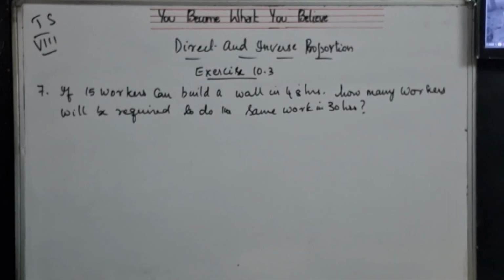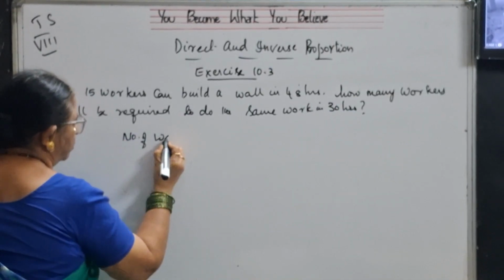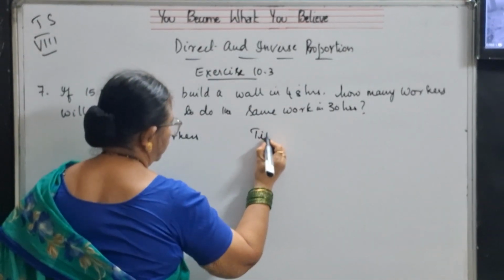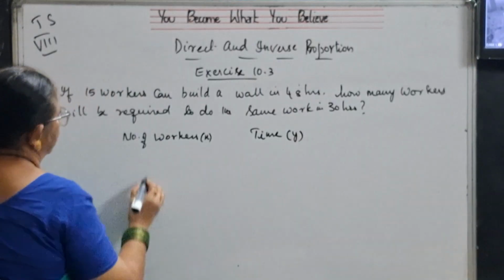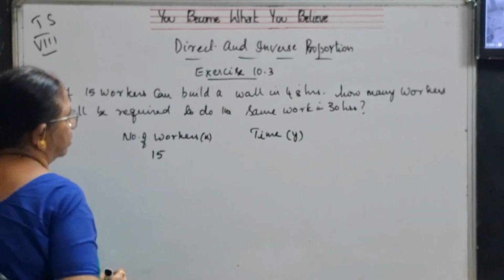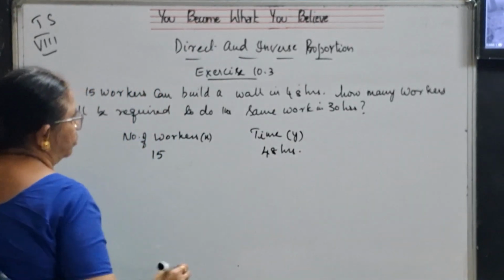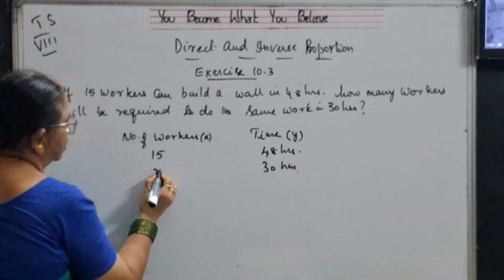Now, the seventh problem is if 15 workers can build a wall in 48 hours, how many workers will be required to do the same work in 30 hours? So, the number of workers and time. This is X, this is Y. So, 15 workers can build a wall in 48 hours. So, to build the wall in 30 hours, how many workers are needed?